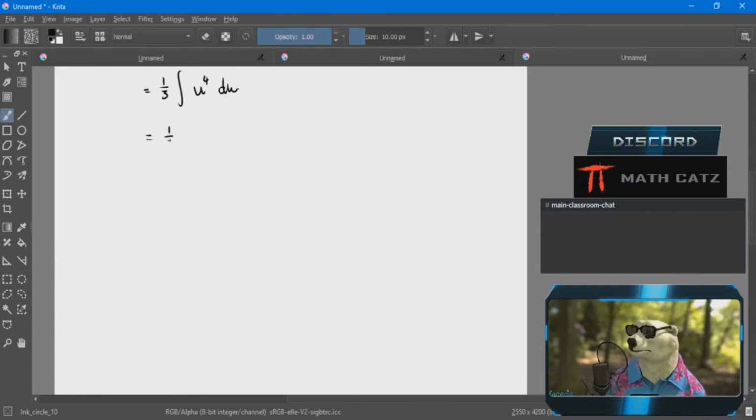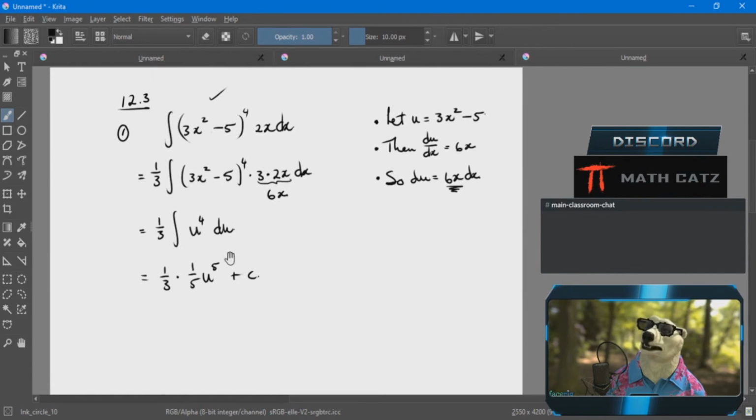So when I do that, the 1/3 stays in front. It's reversing the power rule. So it's going to be u to the 5 with a 1/5 correction, of course, plus c. After I've done that, then I look back to see, oh, I need to go back to x. Now it's just a formality. I almost make a point to not simplify or do anything. All I do is swap back for u what it represents in terms of x. And I do nothing else.